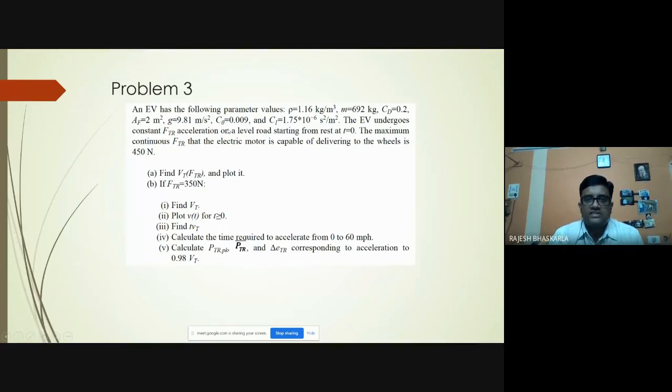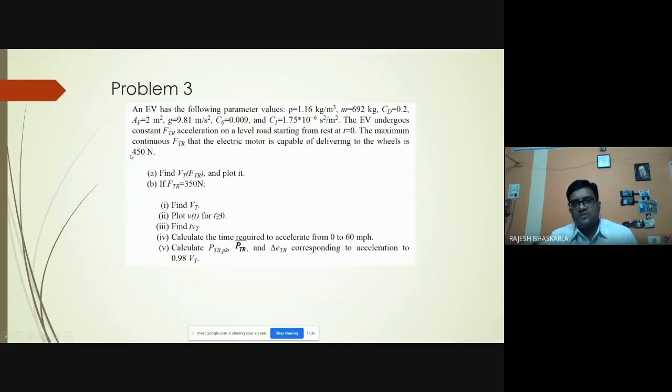C0 and C1 are the coefficients which we use in the aerodynamic force and rolling resistance. C0 is 0.009, C1 is 1.75 into 10 power minus 6 s square per meter square. The electric vehicle undergoes constant FTR acceleration on a level road starting from rest at t equal to 0. The maximum continuous FTR that the electric motor is capable of delivering to the wheels is 450. 450 is the maximum tractive effort.